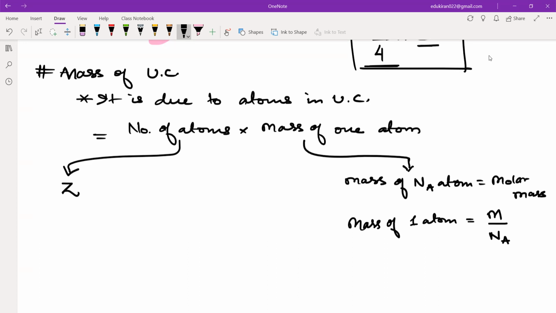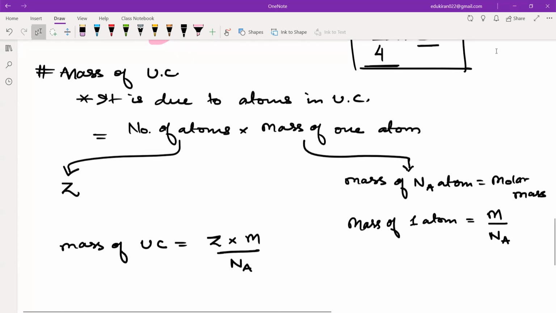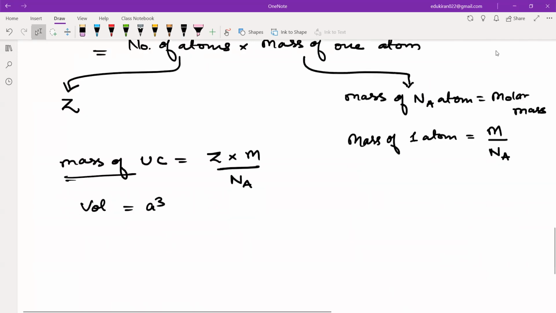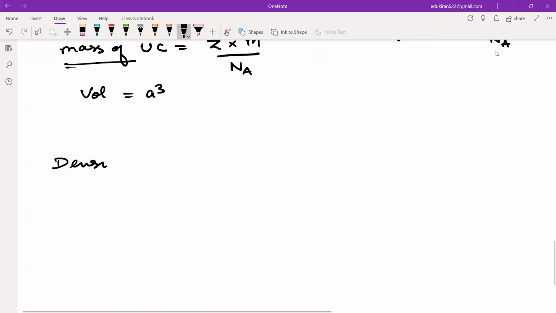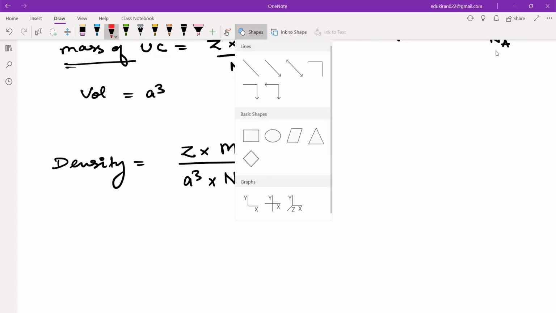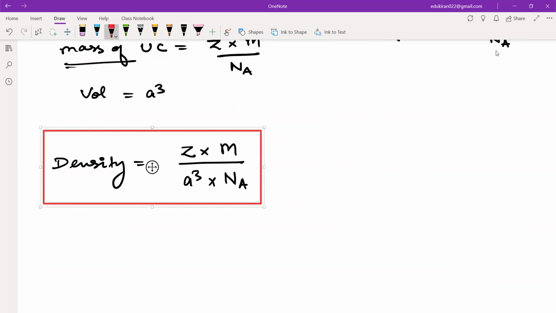Yes. So we have got the mass of unit cell is equal to Z into the molar mass upon Na. Correct? And what is the volume? A cube. And if I divide this mass by volume, what will you get? Density. So we have got density, it is equal to Z into M upon a cube into Na. This is an important formula that you guys have to remember.